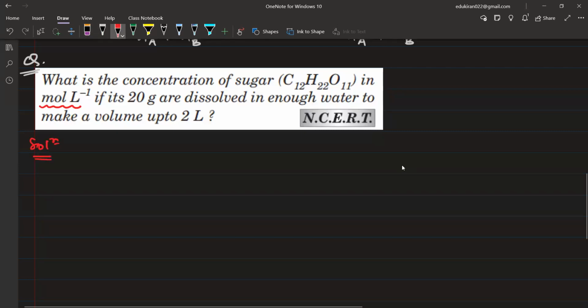And I will help you a bit in this. How would I help you? I will give you the molar mass for this, right? Please write molar mass of sugar is equal to 342 grams per mole. इसका molar mass कितना है? 342. So you can calculate the number of moles and then you can divide it by the volume. You will get the molarity, sorry.